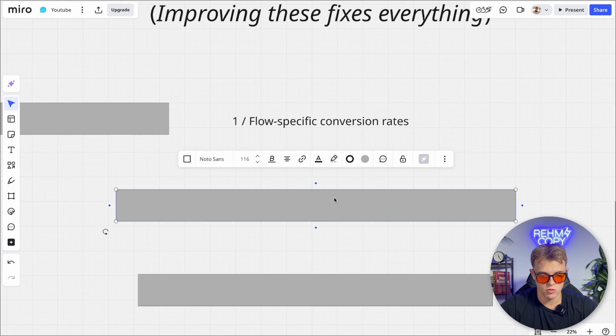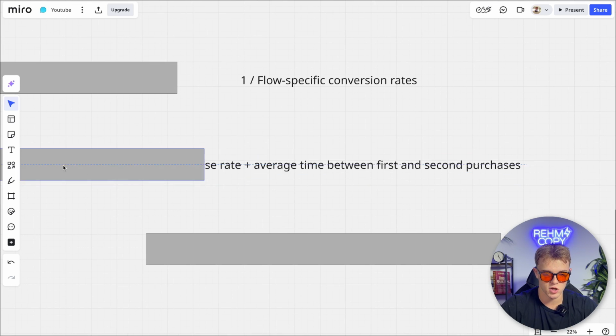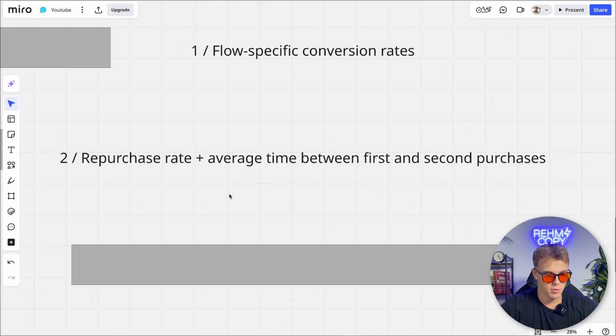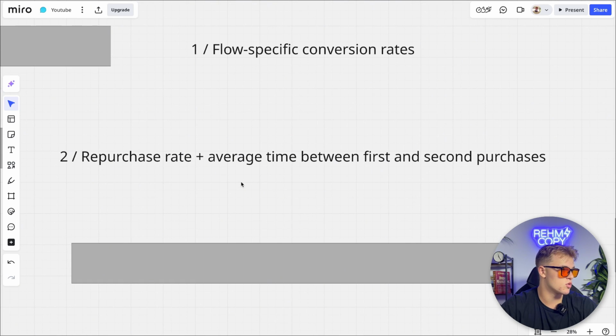All right, moving on to metric or statistic number 2. Boom, it's going to be repurchase rate or the average time between first and second purchases. So there's two different stats mixed into one here. Repurchase rate in simple terms is essentially what percentage of your buyers buy more than once. This is huge, especially when it comes to acquiring buyers for your brand. Because if you're acquiring buyers through paid ads, SEO, whatever it is, you need to know out of all those buyers that come in, what percentage of them are going to continue buying into the future.